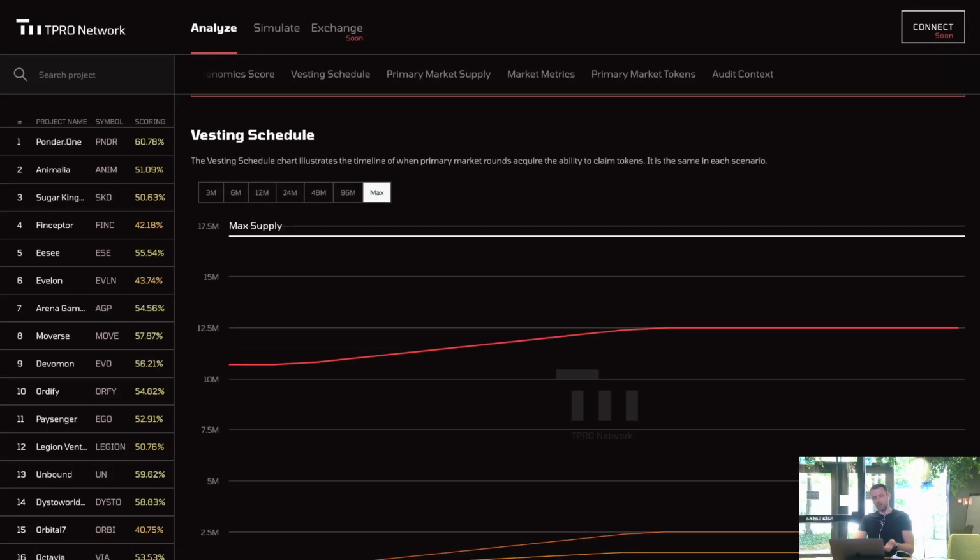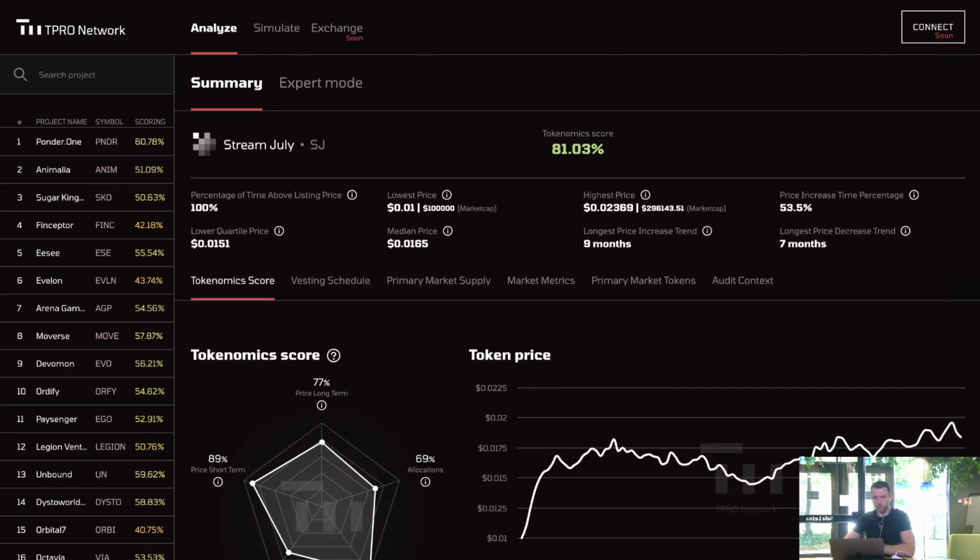So in the summary analyze mode, let's see what's here. Percentage of time above the listing price. I mean, it's pretty straightforward. It's 100%. Wow. So I really put some interesting numbers in this simulation, right? Like the lowest price that was observed in the simulation is this one. This is the highest price under specific market cap, right?